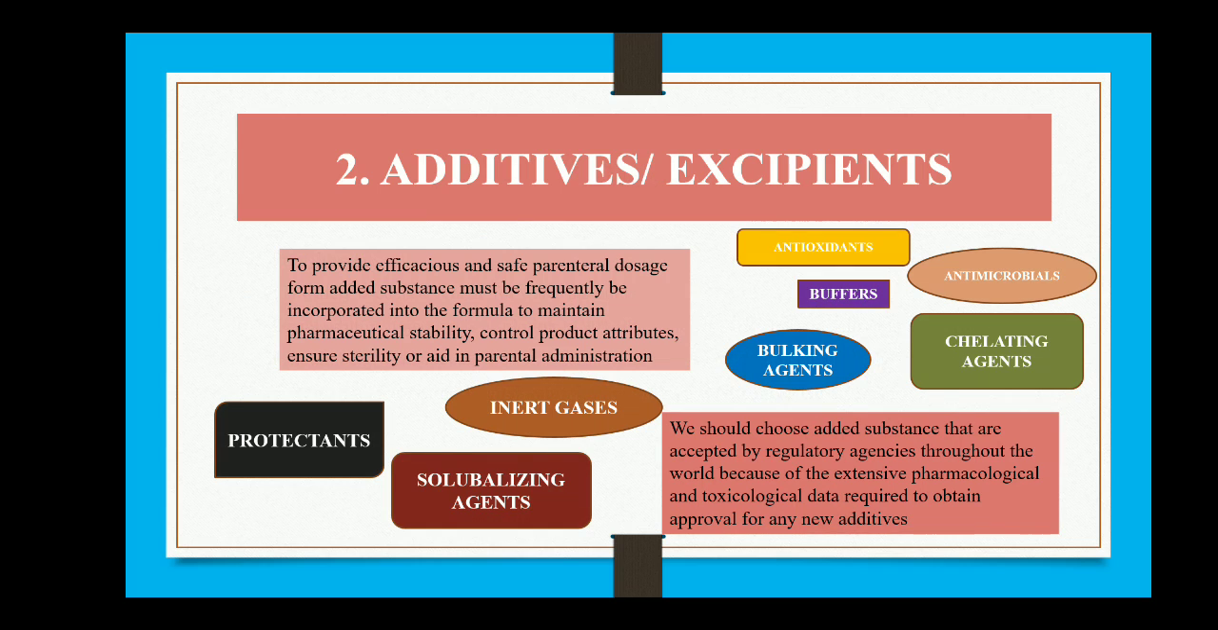Moving on to the next part, that is different additives or excipients used in the preparation of parenteral products. To provide an efficacious and safe parenteral dosage form, added substances must frequently be incorporated into the formula to maintain pharmaceutical stability, control product attributes, ensure sterility or aid in parenteral administration. So we should choose added substances that are accepted by regulatory agencies throughout the world because of the extensive pharmacological and toxicological data required to obtain approval for any drug or new additive.